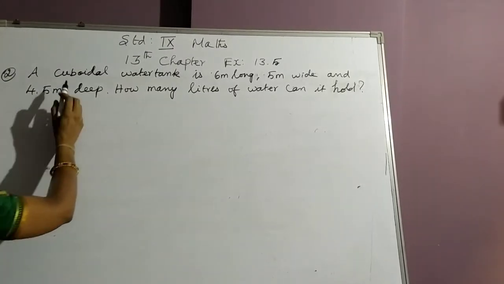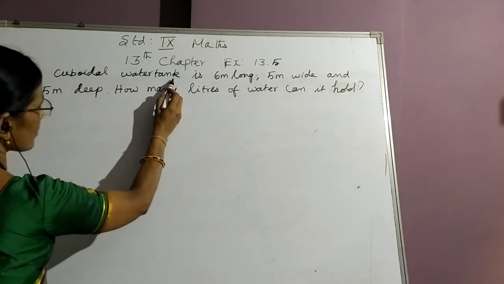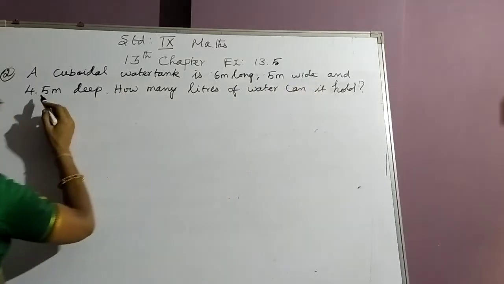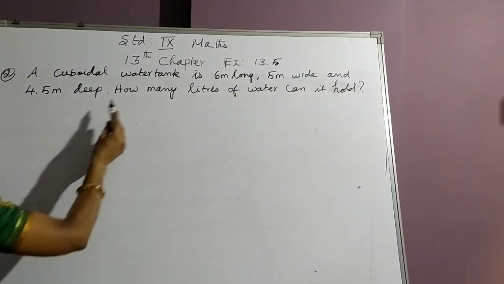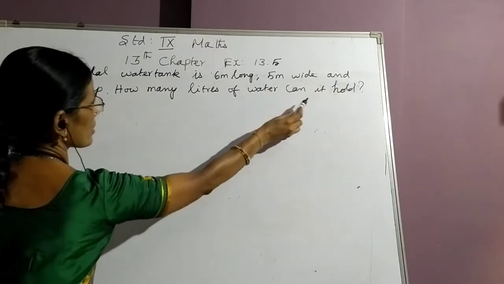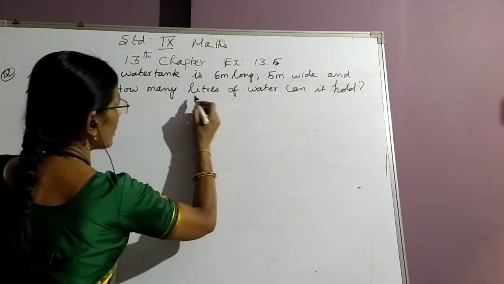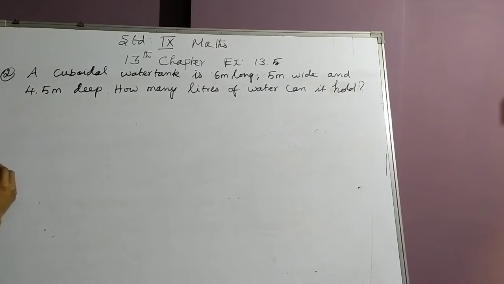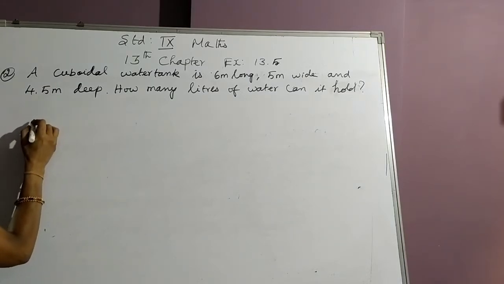The second problem is, it's a cuboidal water tank. Given length is 6 meter, breadth is 5 meter and height is 4.5 meter. The question is, how many liters of water can it hold? Therefore, we understood that it is volume. So, we are going to find out volume of the cuboidal water tank.